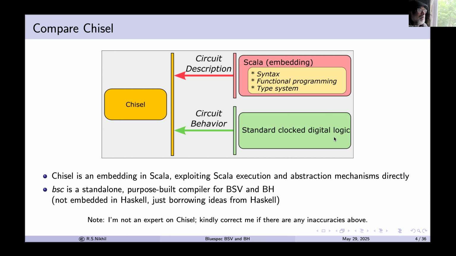The lower-level thing about circuit behavior is going to be very different. So I'm going to be focusing a little bit on that as we move forward in this talk.